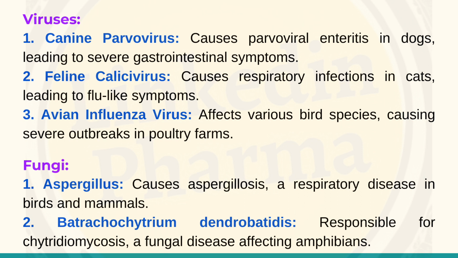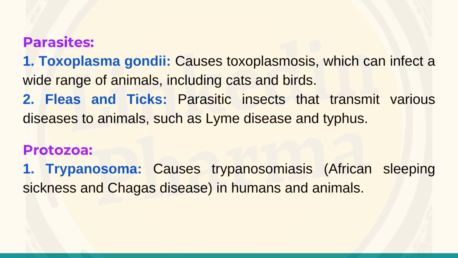Fungi. Aspergillus causes aspergillosis, a respiratory disease in birds and mammals. Batrachochytrium dendrobatidis, responsible for chytridiomycosis, a fungal disease affecting amphibians. Parasites. Toxoplasma gondii causes toxoplasmosis, which can infect a wide range of animals, including cats and birds. Fleas and ticks, parasitic insects that transmit various diseases to animals, such as Lyme disease and typhus. Protozoa. Trypanosoma causes trypanosomiasis, African sleeping sickness and Chagas disease, in humans and animals.